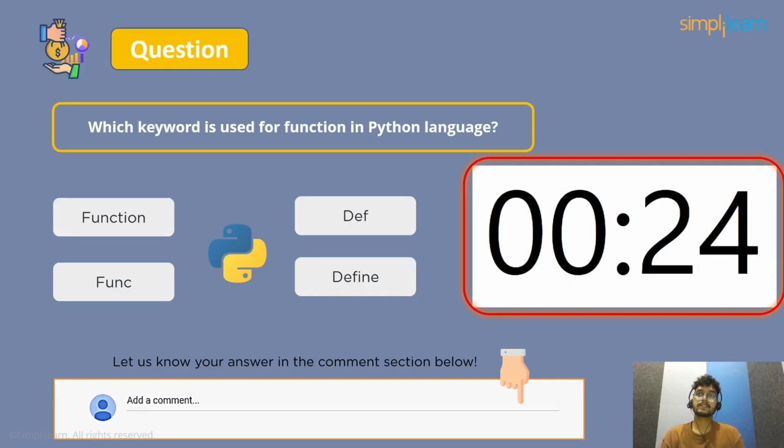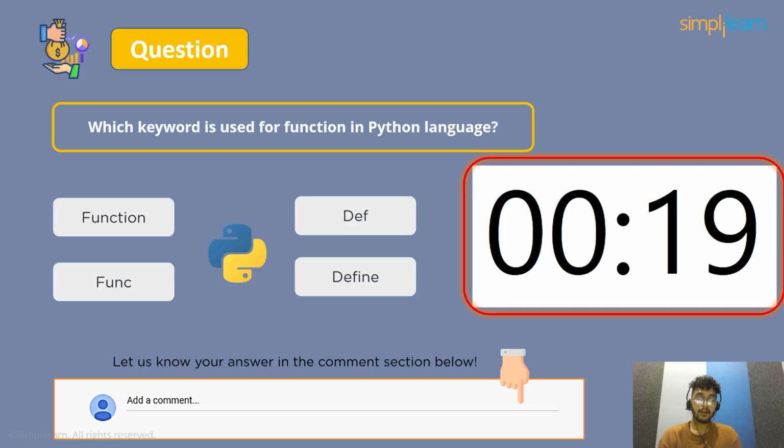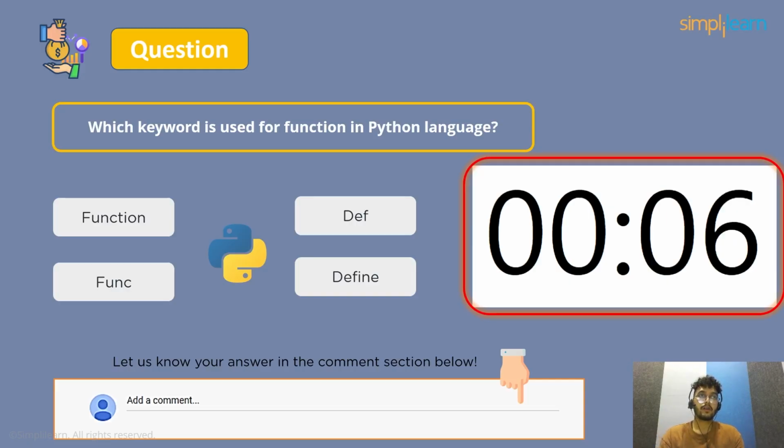This is the easy one. Which keyword is used for function in Python language? Function, def, func, or define? I kindly ask that everyone take part in this to make this exciting. 5 seconds more. After that, the allotted time has passed. Those who provided the correct response will receive a response.